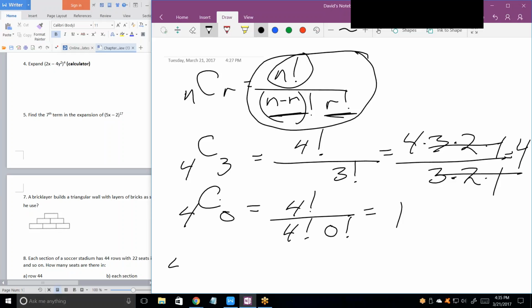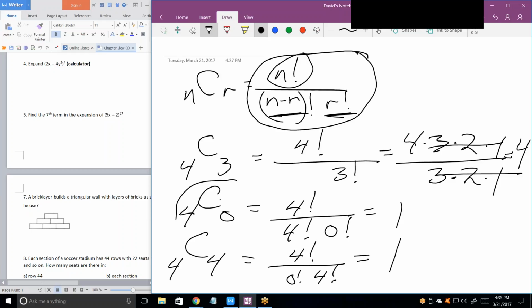Now tell me what this is. 4 choose 4. 4 factorial over 0 factorial times 4 factorial. That's also 1. Notice that that is the same as that. And that's going to be critical when we do the binomial theorem expansion.